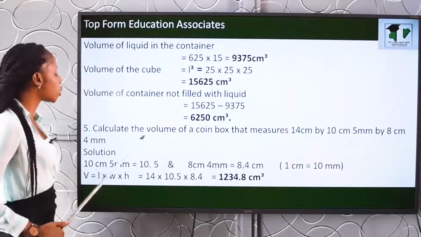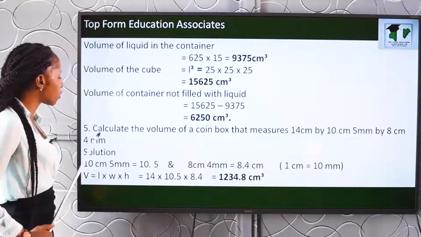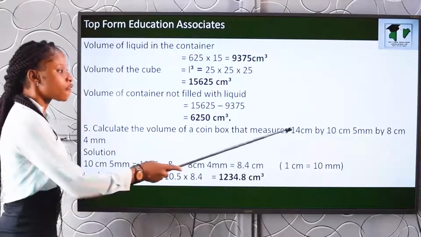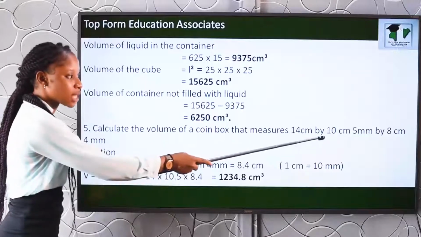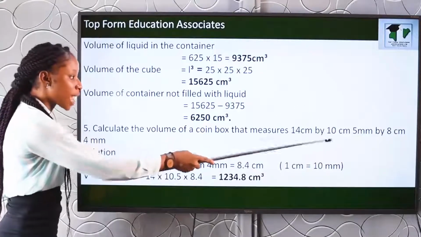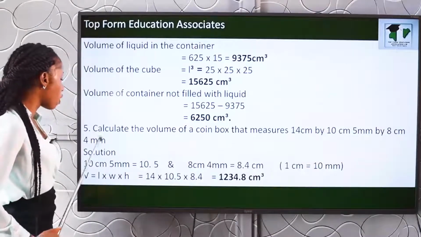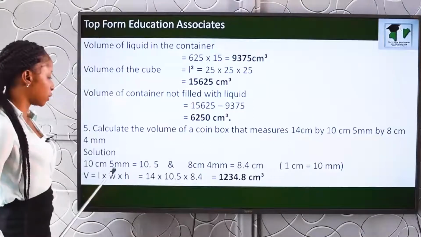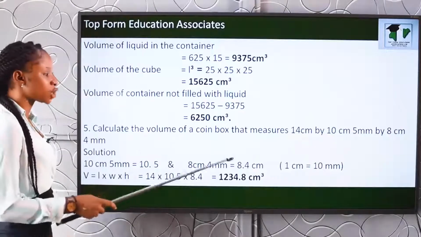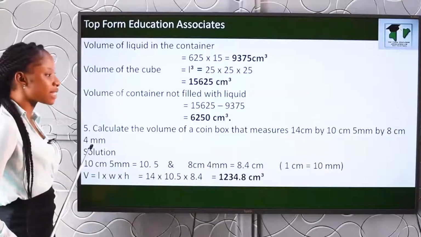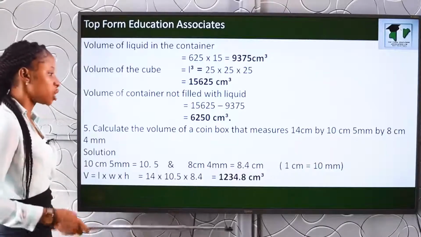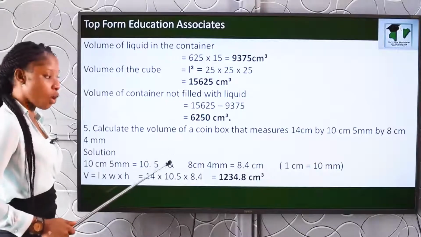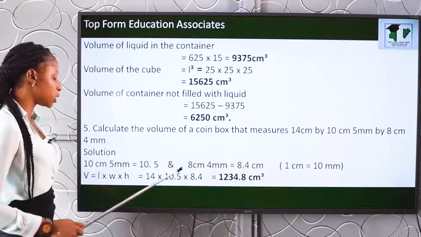I hope you understand. Now, number 5, the next example, we're asked to calculate the volume of a coin box that measures 14 centimeters by 10 centimeters, 5 millimeters by 8 centimeters, 4 millimeters. Now, the solution. I want you to take notes and pay close attention to the units. You will see that we have millimeters and we have centimeters in one question. So, what we are going to do, we are going to make all the units equal.